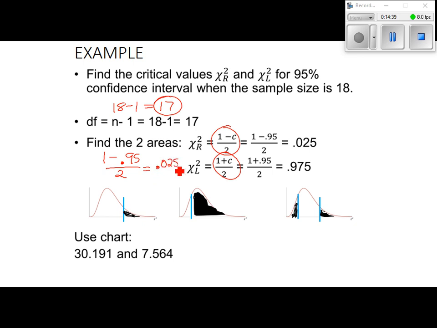And after a while, you'll start to see that the other one is 1 plus 0.95 divided by 2, which is 0.975. After a while, you'll see that these two just have to add up to one whole. And that'll help you find it so that maybe you don't have to do both of them completely. But we're going to use these two to find our critical values.